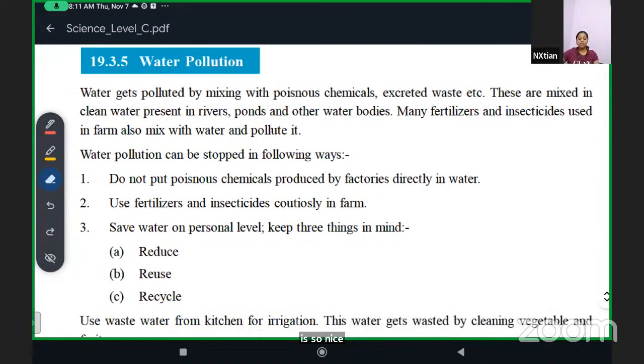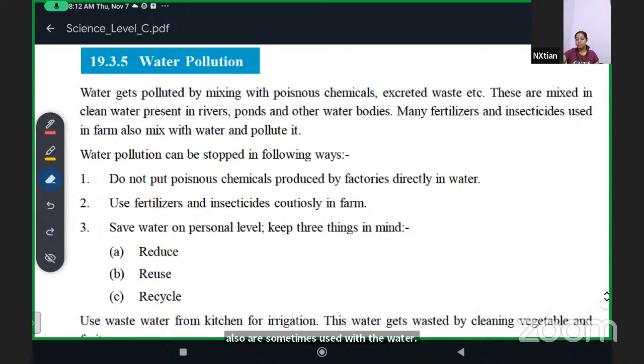Okay, let's read it. Water gets polluted by mixing with poisonous chemicals, excreted waste, etc. These are mixed in clean water present in rivers, ponds, and other bodies. Many fertilizers and insecticides used in farms also mix with water and pollute it. So, a lot of fertilizers and insecticides are sometimes mixed with the water. They go into the water and then they pollute it.